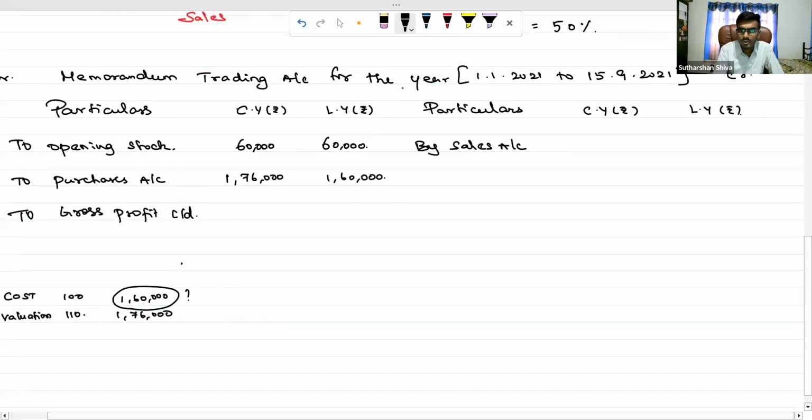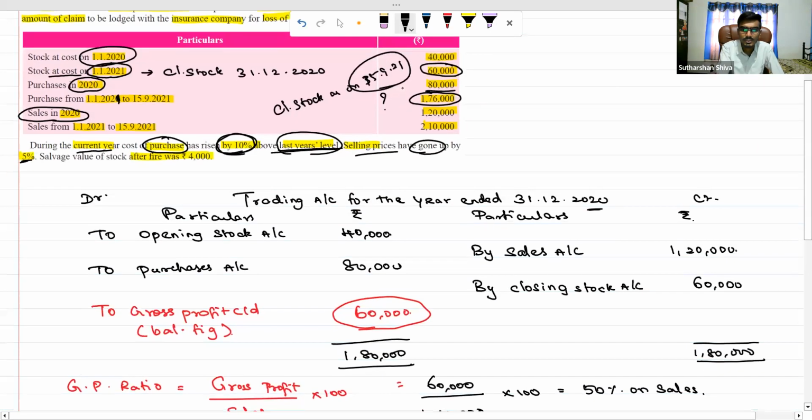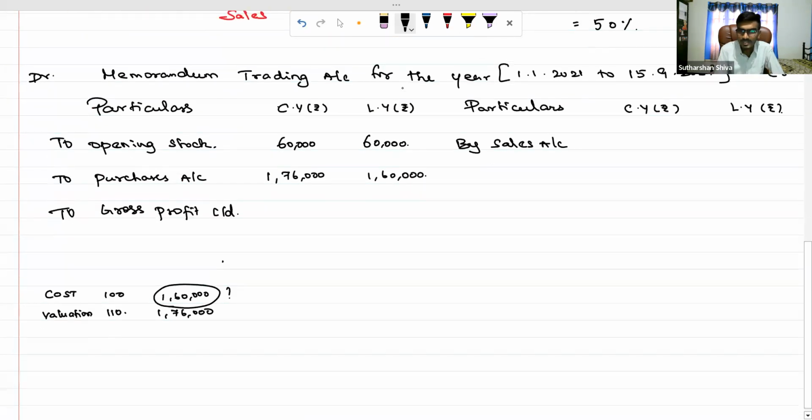Okay, so in the sales category, current year sales is how much? Current year sales is 2,10,000. Is it right? So this 2,10,000 they have given. But what they have given, this sales value, is related to purchases. What they have given in the sales also has been changed. You cannot write it this way in your examination. You can directly do this.